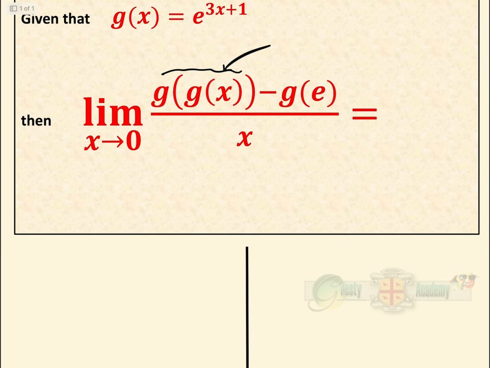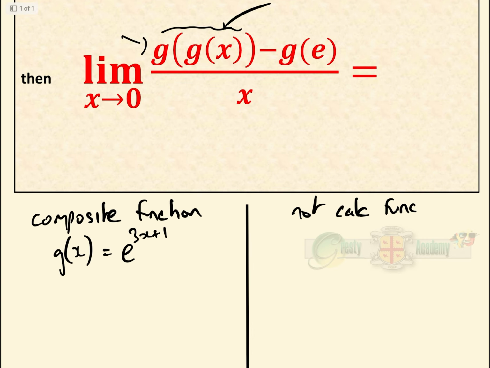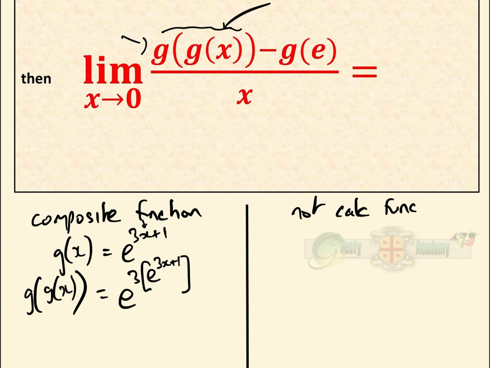Here's the first method, which is by calculating the composite function. And here we're not actually going to bother calculating the composite function. Okay, so we have here that g of x is equal to e to the 3x plus 1, and therefore g of g of x is going to be equal to e to the 3. We have to replace the x by g of x. That's going to be e to the 3x plus 1 plus 1, that's g of g of x.